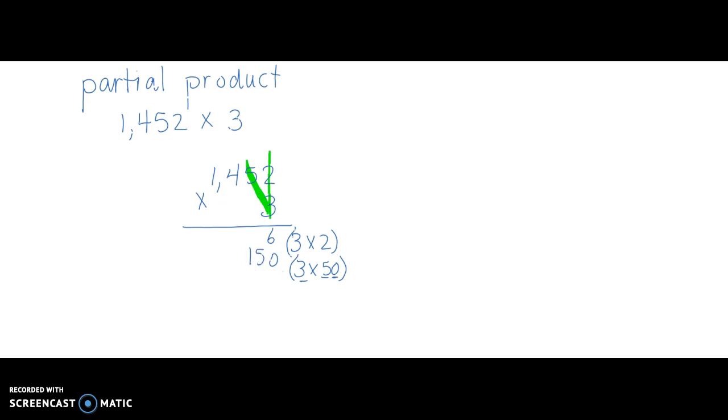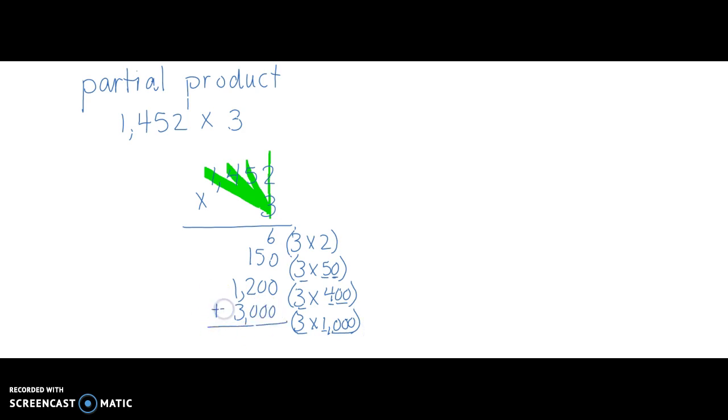And then we're going to take our 3 times the hundreds place. That's 3 times 400. That's the same as 3 times 4, which is 12, and we're multiplying by a product of 100, so that's 12 with 2 zeros behind. And then finally, we're multiplying our 3 times the thousands place. So we're doing 3 times 1,000. And that's the same as 3 times 1, which is 3, multiplied by a product of 1,000, which is 3,000.